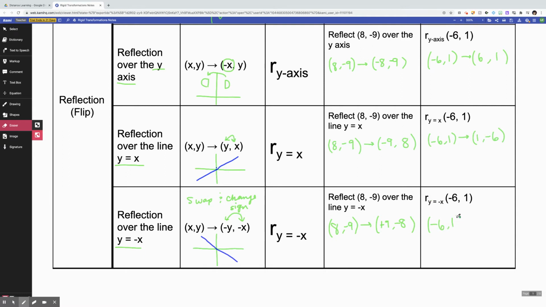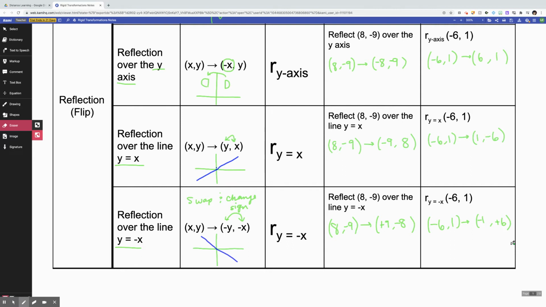So I have -6, 1. I'm going to switch their order. So 1, -6, and then I need to change the sign of both. So 1 becomes -1, and -6 becomes +6, right? So that's the bulk of the reflections that have a function or a rule that you can always follow that will always work.